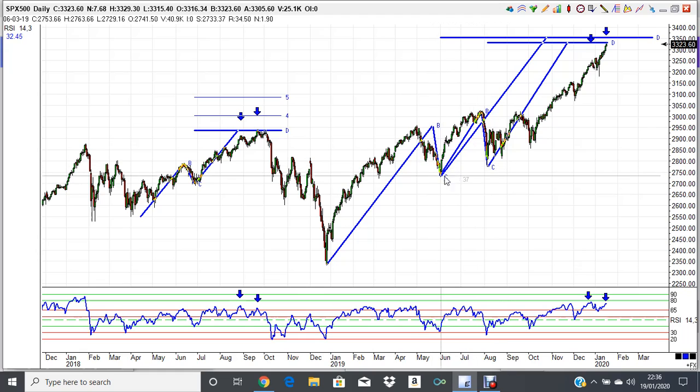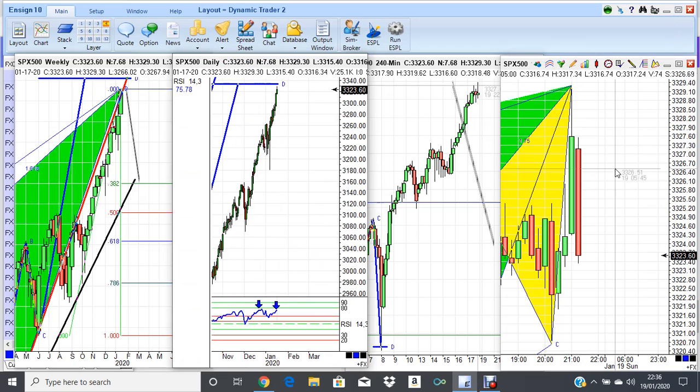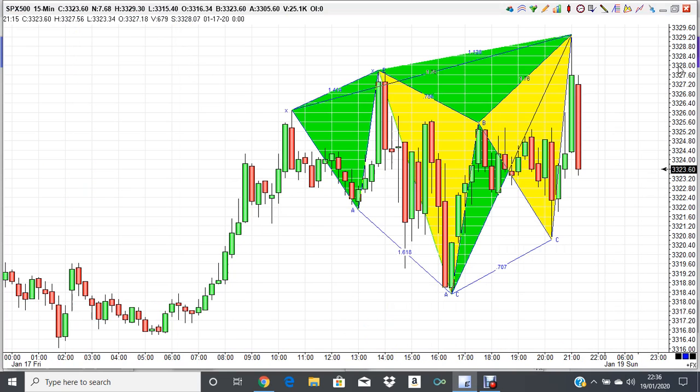You see that's probably a 786 retracement. And the rest is history, it's just powered on higher, hasn't it? So that's what I'm seeing in the S&P. If we come down the time frame, just have a look at what happened on Friday. Let's have a look at a 15-minute chart for a second.